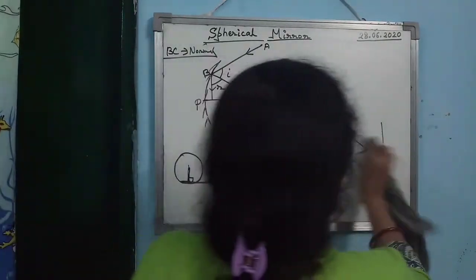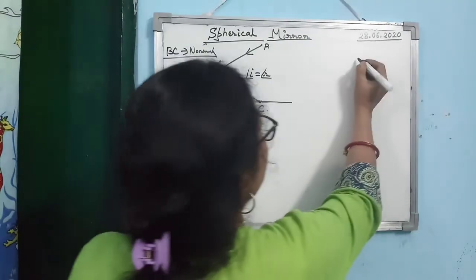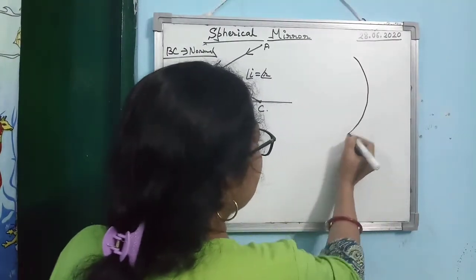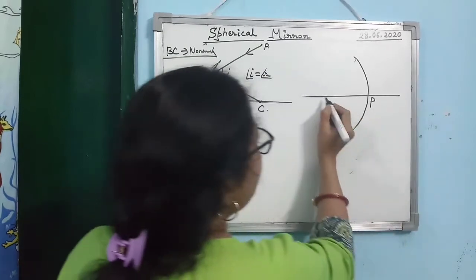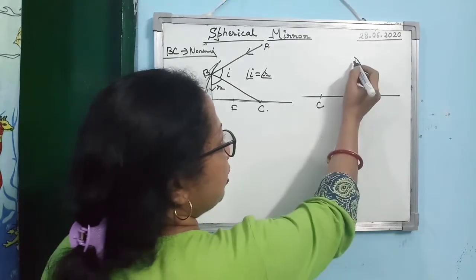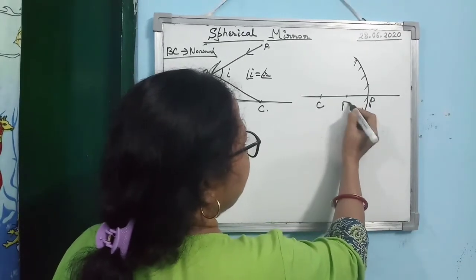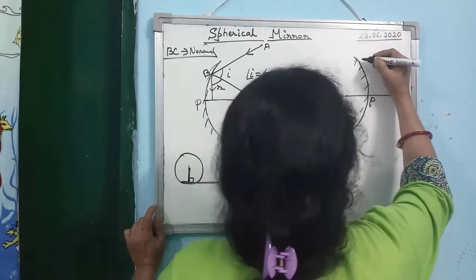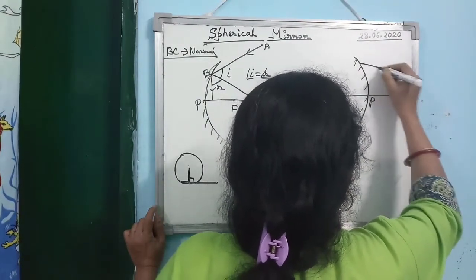Is that clear? Now for convex mirror, how to draw the diagram? Exactly in the same manner only. Means if this is the convex mirror, first of all you will draw the principal axis, then the center of curvature, 6 cm radius, draw the mirror, mark P, then mark F. Now suppose one ray is falling on the mirror like this.